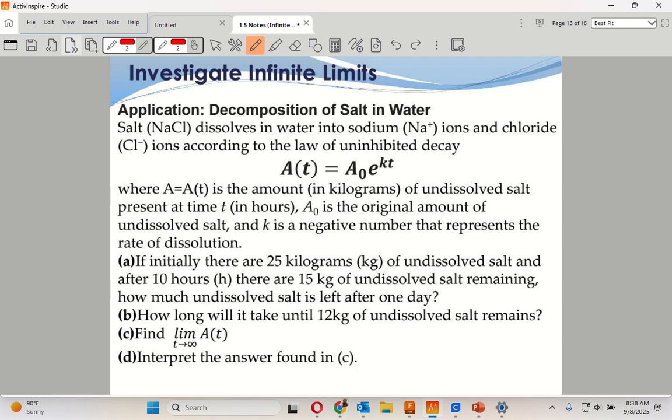All right, application. Decomposition of salt in water. So salt dissolves in water into sodium ions and chloride ions according to the law of uninhibited decay. Say it. Uninhibited. Thank you. Decay. What does uninhibited mean though?